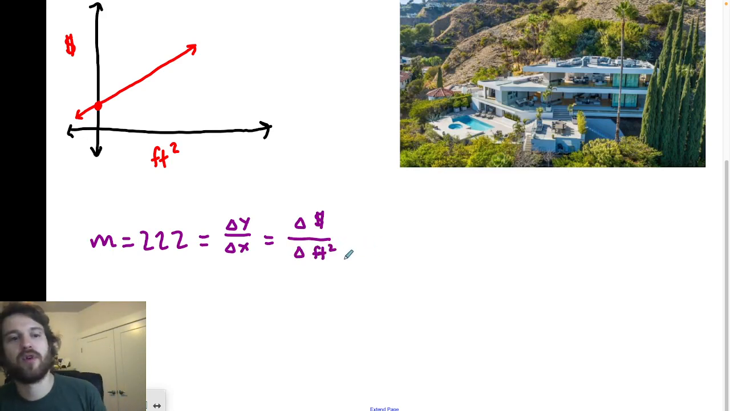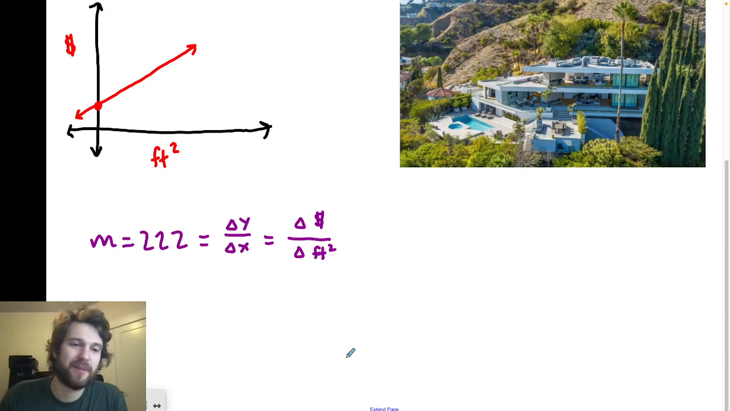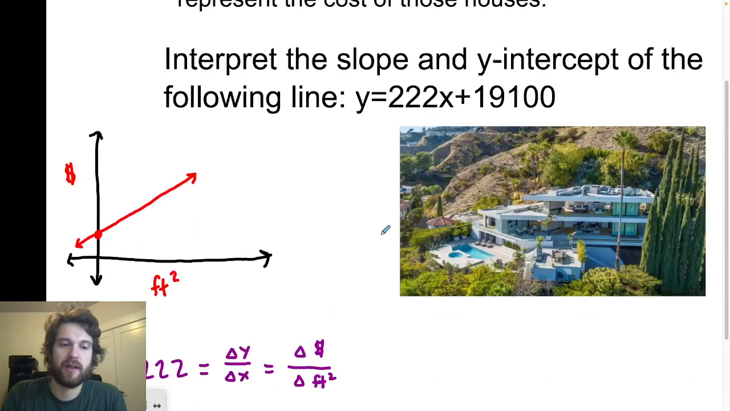All right, so if we're trying to write this in slope intercept form, this is going to be as follows. For every, this 222 is my slope right here. I stole it straight from that line.